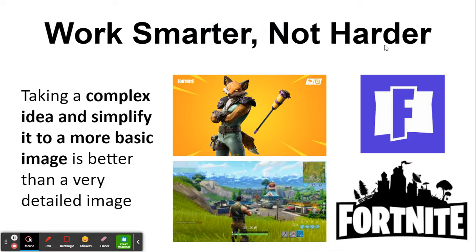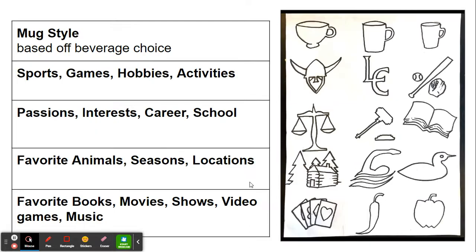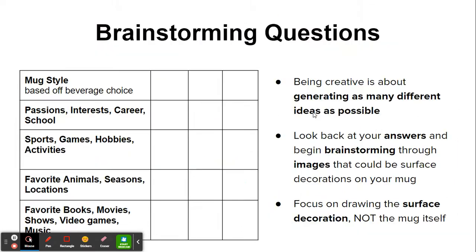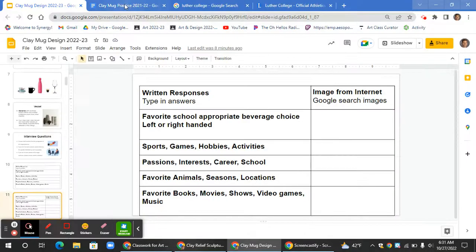Now, when you're working, work smarter, not harder. I want you to really think about logos or simple ideas, not super detailed, because you're going to be using this later on when you are working on designing your mug, and include features and details like this. So again, here's my Luther College example and the different things. We're trying to think of just simple ideas for this here.